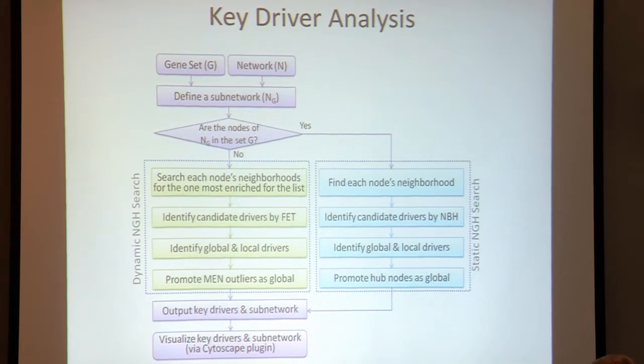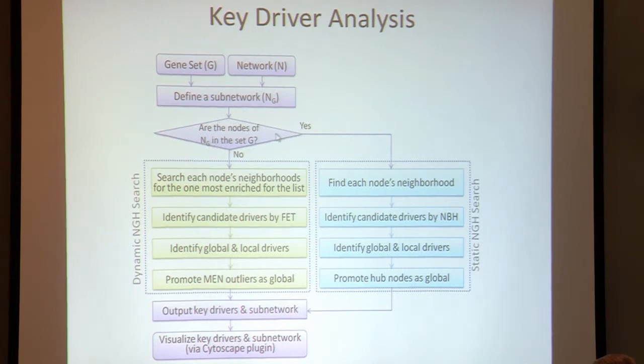relevant to your study. So once you define the gene set and the relevant causal network, the first step is to define the subnetwork around this gene set. So basically we try to restrict the answer to a smaller network by looking at the neighborhood around those input gene sets.